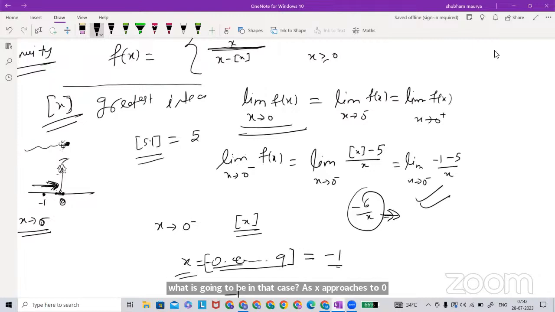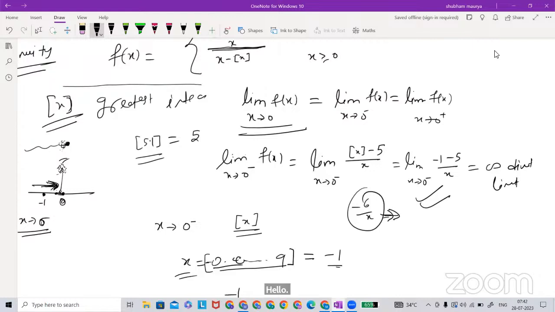Infinity. It will go to infinity, but will it go to positive infinity or negative infinity? Negative. Here it is negative, and here it is also negative. Where will it go now? Positive infinity. So the limit actually diverges. That means the limit does not exist at 0 from the left side. The left limit does not exist.